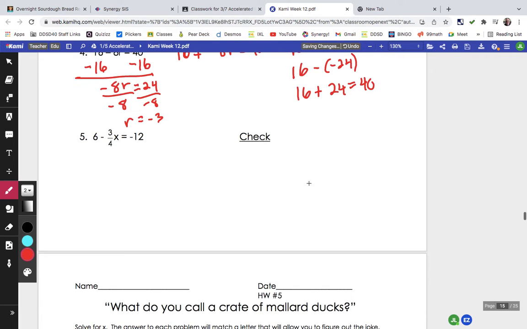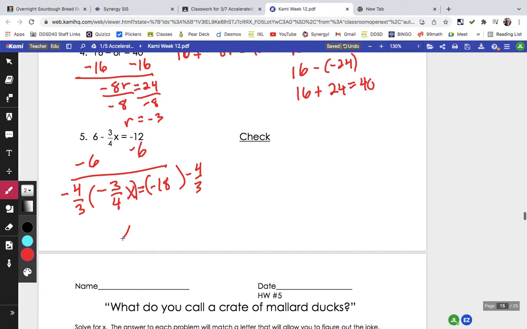Okay, last problem. Again, we're going to subtract 6 to make a 0. Negative 3/4 x is equal to negative 18. We're going to multiply this by the reciprocal of negative 3/4, which is negative 4/3. This all goes to 1x because what I'm about to highlight is just equal to 1. Negative 4/3 times negative 3/4 is equal to 1.